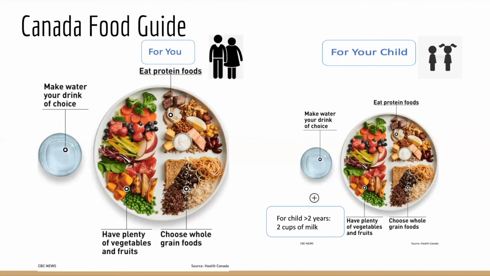Protein food should occupy a quarter of your plate, and this can include meats, eggs, dairy, and legumes. And finally, grains, especially whole grain products, should occupy the other quarter of your plate, so whole grain pasta, whole grain bread, and brown rice. Water should be your drink of choice, and in addition, for your child, 2 cups of milk seems adequate to supply their needs of calcium and vitamin D.